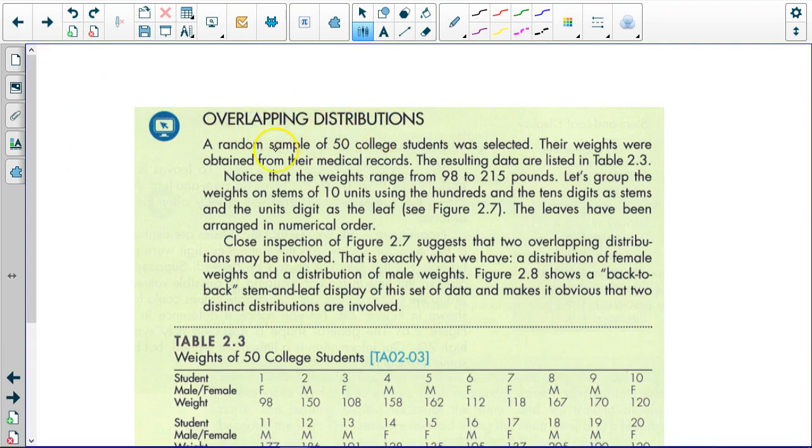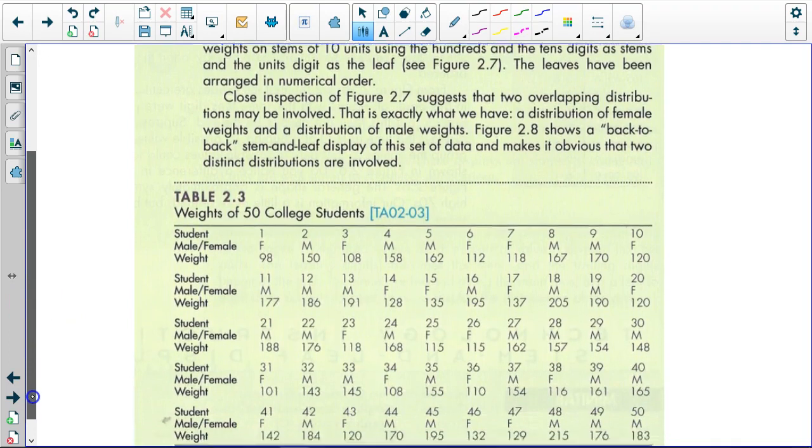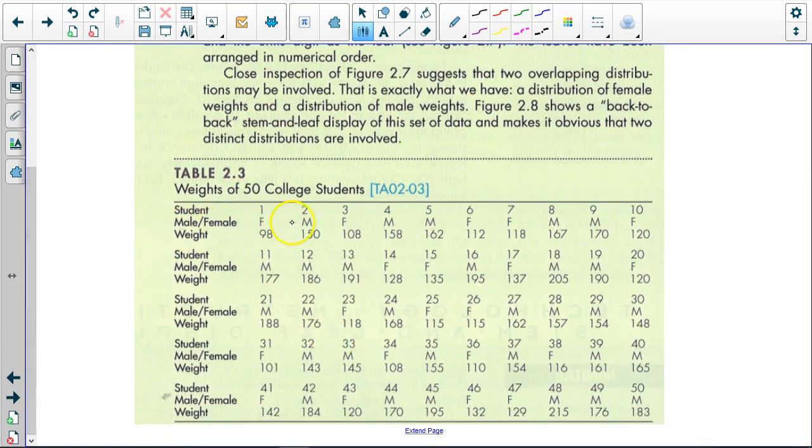Great. When you have overlapping distributions, I included this instead of us doing another example. Just look, though. We have a random sample of 50 college students that were selected. Their weights were obtained from their medical records, and the resulting data are listed in Table 2.3, which is below. Notice that the weights range from 98 to 215 pounds. If you group the weights on stems of 10, then the leaves have to be arranged in order. But if you look, you have male versus female, right? And you have 50. They gave them the number 50 to keep up with, and then whether they were male or female, and then how much they weighed. So that's a lot of data.